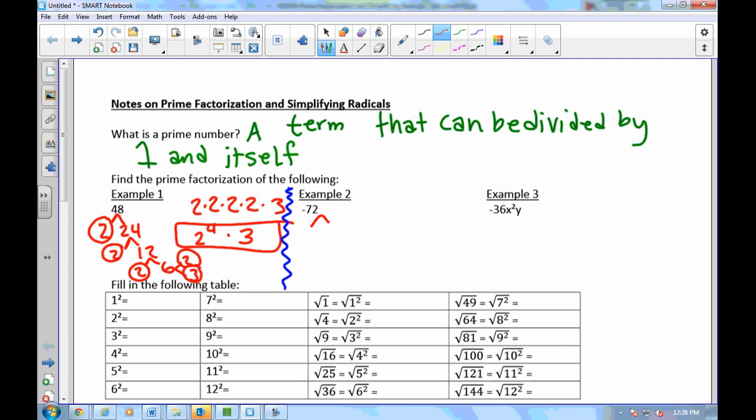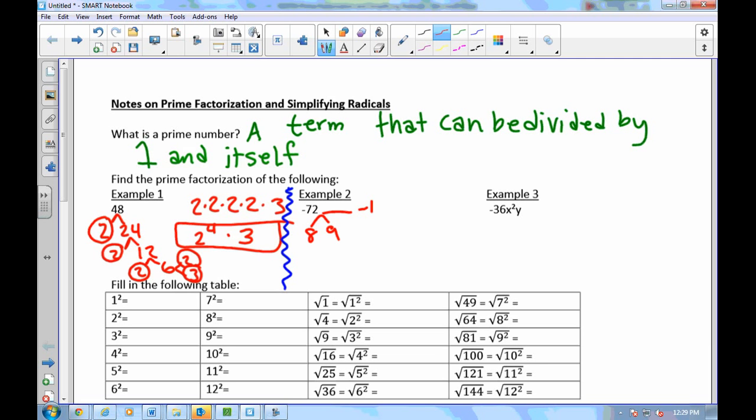How do we break down negative 72? Negative 8 and 9. Okay, so there's lots of options. 8 and 9 I heard. But 8 and 9 would be positive 72. So would another factor be negative 1? Negative 1 is a factor, right?